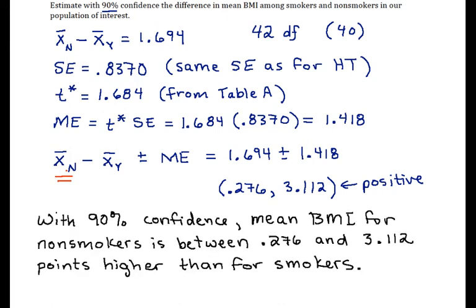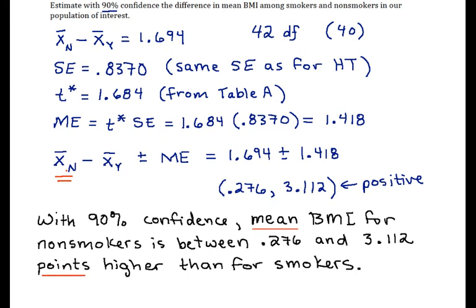So here's a possible interpretation of this confidence interval. With 90% confidence, mean BMI, make sure we have the word mean in there. We are really only making a statement about means. We're not making a statement about the whole population or that everybody's going to be in this range. For non-smokers is between these two amounts, 0.276 and 3.112 points. That's our units of BMI.